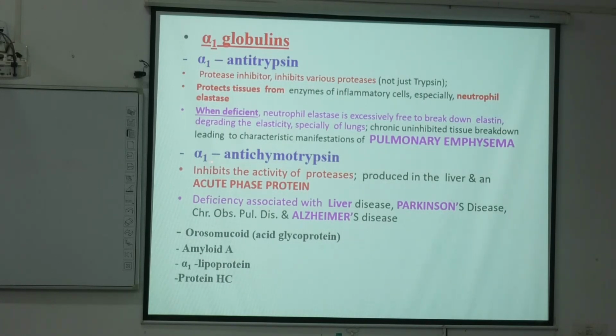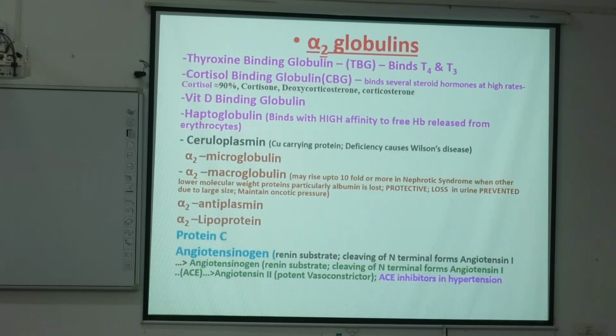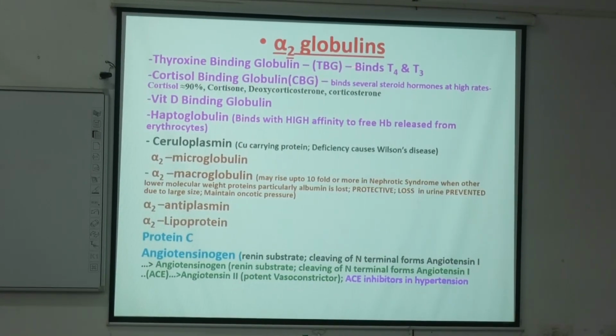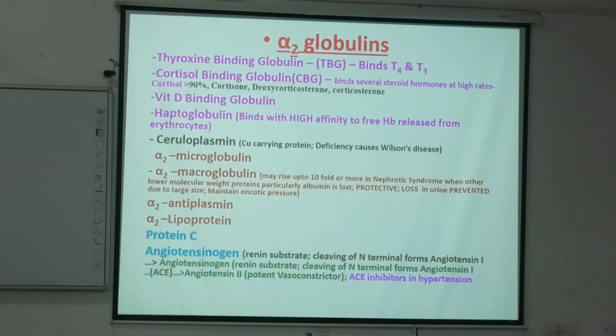Similarly, alpha 1 anti-chymotrypsin is an acute phase protein. When there is inflammation, when there is activation, there will be an acute phase protein, and this deficiency is associated with Parkinson's disease, which you will see later, and Alzheimer's disease. Alpha 2 globulin. This is thyroxine binding globulin, it binds T3 and T4. Cortisol binding globulin, also called transcortin, binds to several hormones, particularly cortisol, with 90% capacity.